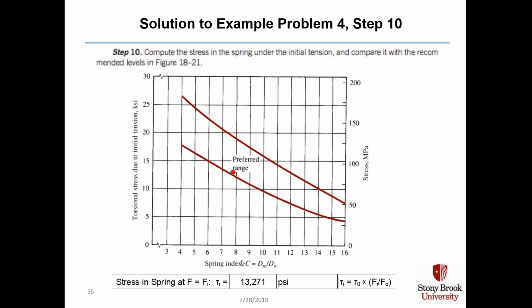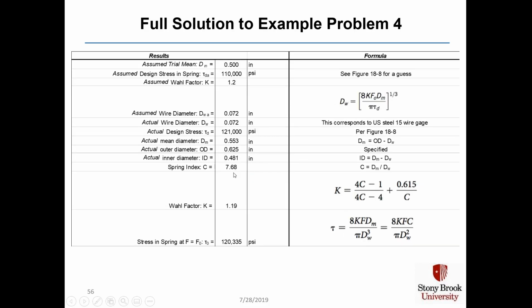We then compute the stress in the spring under the initial tension and use figure 18-21 to see if we are inside the preferred range. Here's our spring index on the x-axis, and the stress in the spring at F equals Fi is 13,271, which is just above the lower limit line, and thus this is an acceptable solution. And here's your full solution to example problem 4, shown in Excel worksheet format.